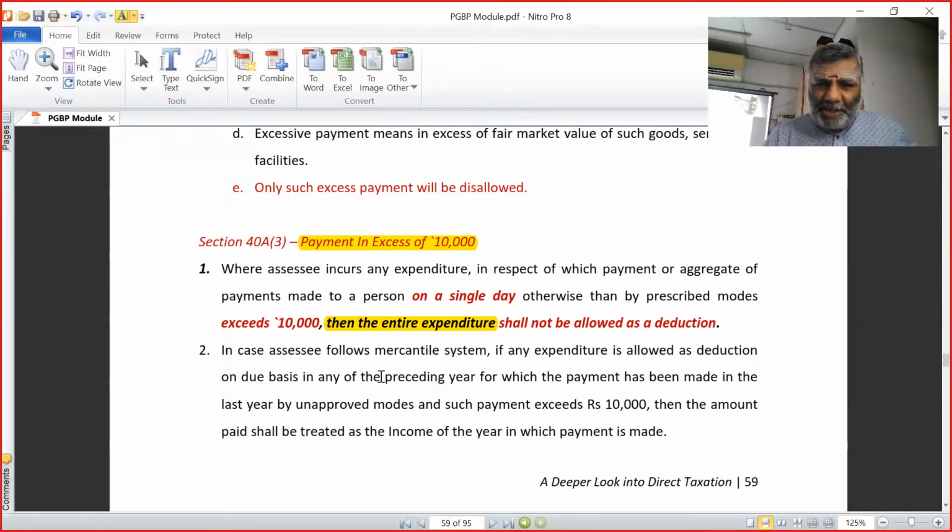In case the assessee follows the mercantile system, and any expenditure was allowed as deduction on due basis in the preceding year, for which the payment has been made in the current year by unapproved mode, and such payment exceeds 10,000, then the amount paid shall be treated as income in the year of payment.